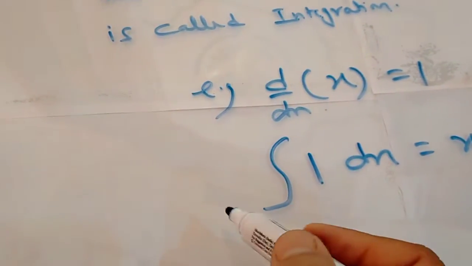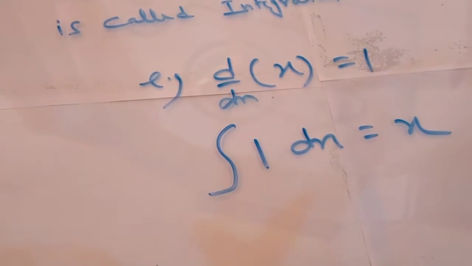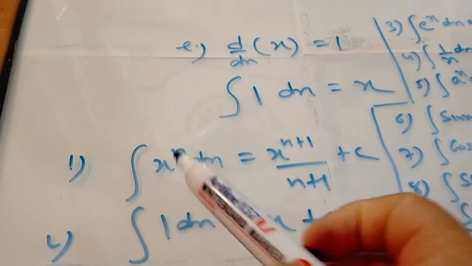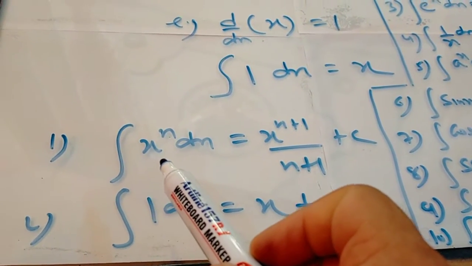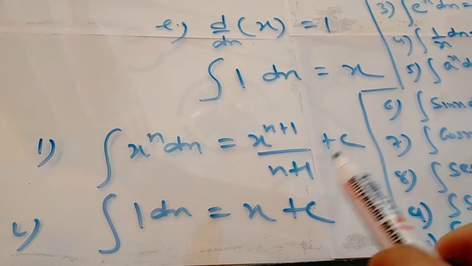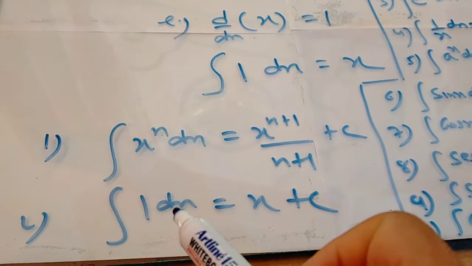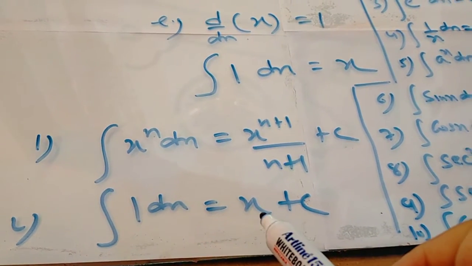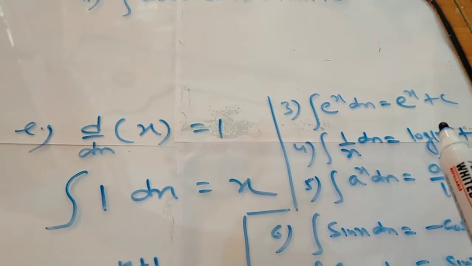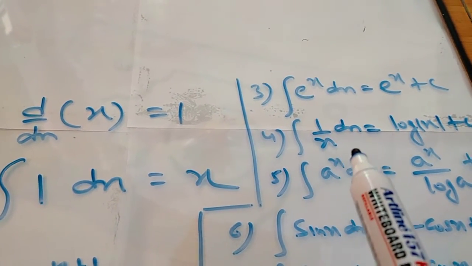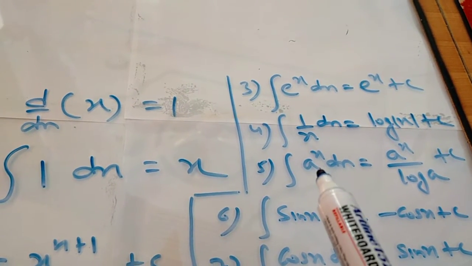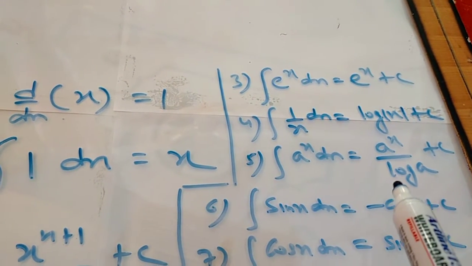Now just have a look at the formulae. So students, we have a total of 11 formulas over here. The first formula is the integral of x raised to the power n dx is equal to x raised to the power n plus 1 upon n plus 1 plus c. Integration of 1 will be x. Integration of e raised to the power x is e raised to the power x plus c. Integration of 1 upon x dx is log x plus c.